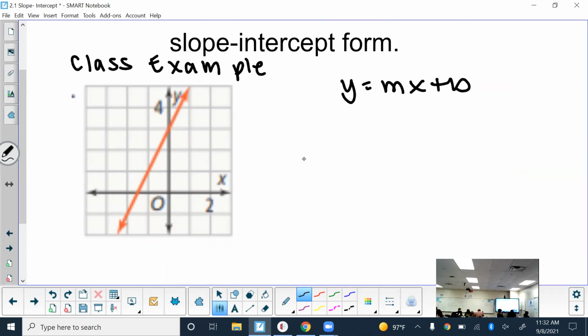Three. Positive or negative? Positive. Very good. It's on the positive side, and it's right here where it crosses the y-axis. All right. So that's your y-intercept. Now let's find our slope. So can I use my y-intercept as one of the dots that go through a crosshair?